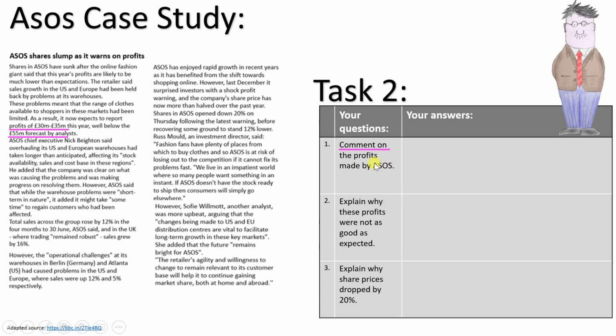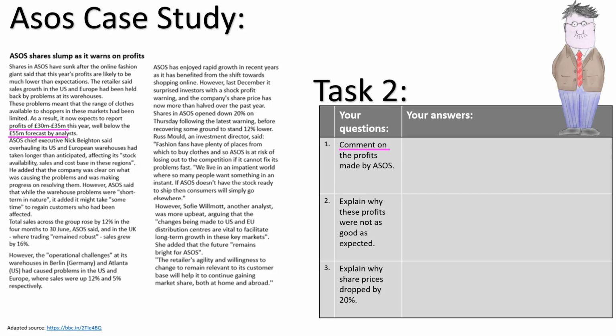Task 2, your questions. First question, comment on the profits made by ASOS. Well, if you look at the pink highlights, we've got the exam command word "comment on" and the figures with regards to ASOS highlighted. So the clue here is knowing how to deal with the exam command word "comment on". If you just copy those figures into the answers, that's not what it's asking you to do.